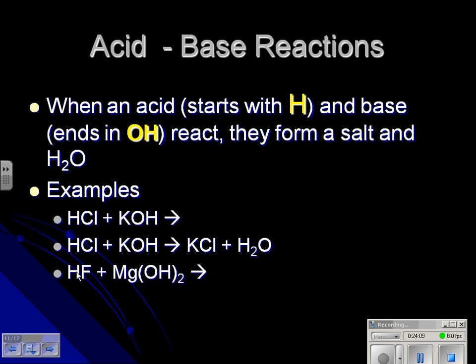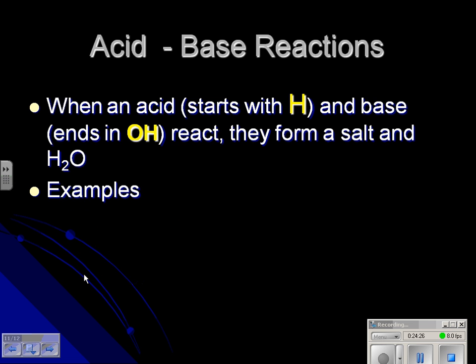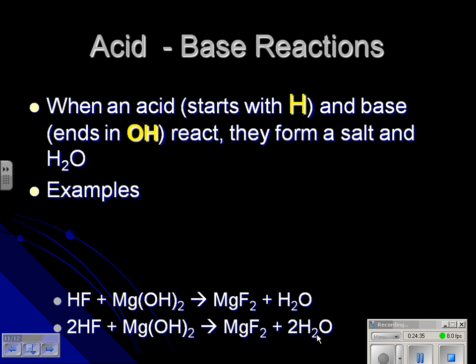This is another example. It starts with an H, so it's an acid. It ends in hydroxide, so it's a base. So the H and the OHs, doesn't matter how many you have, are going to make water. The Mg and the F are going to form your salt. But magnesium has a +2 charge, fluorine has a -1. So when you crisscross those, you get MgF2 plus H2O. And that one we are going to need coefficients to balance. So you should have a 2 in front of HF and a 2 in front of H2O. And again, we're going to do some example problems with this. I will go through this process again.